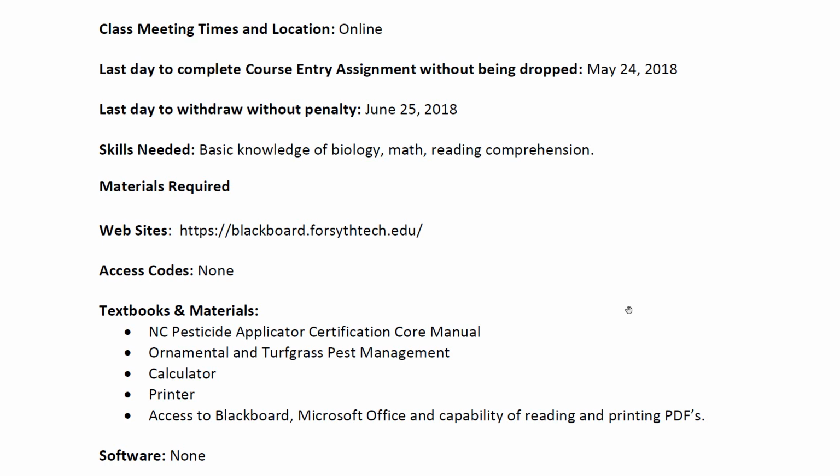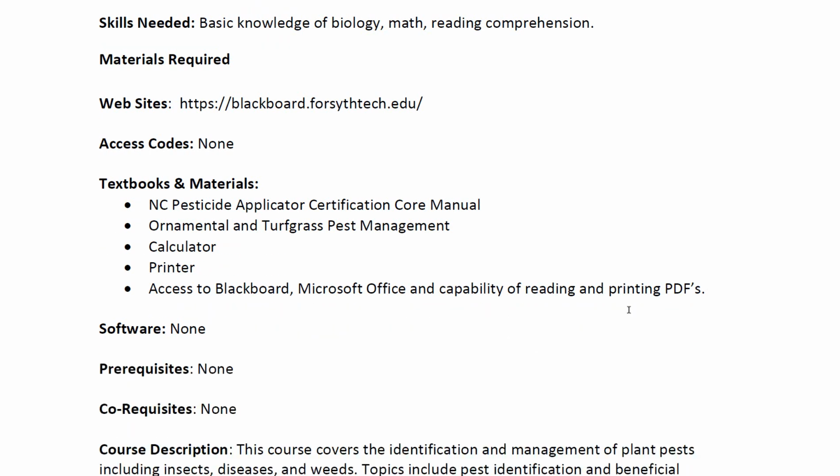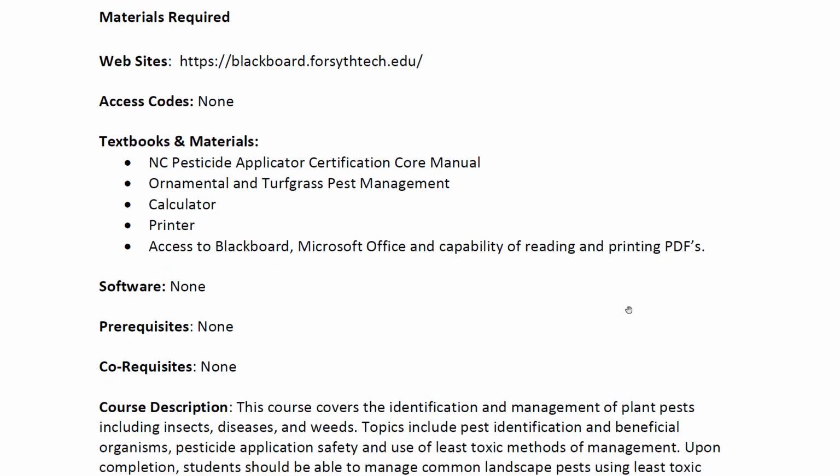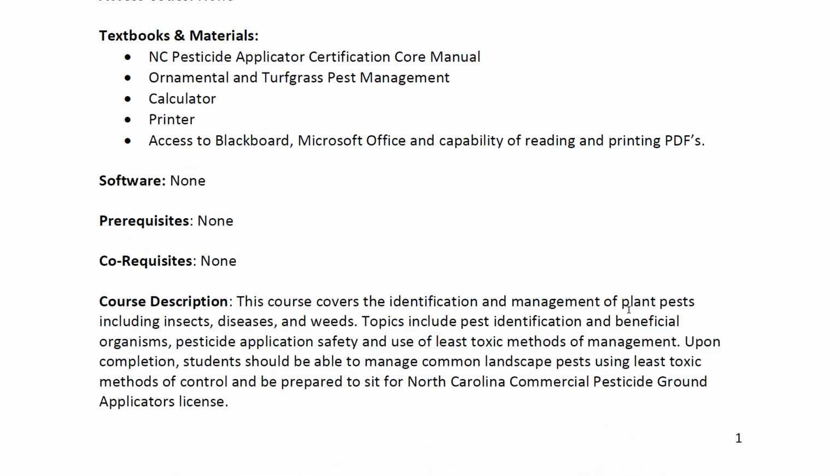You will also need a calculator, access to a printer, and access to Blackboard, Microsoft Office, and the capability of reading and printing PDFs. So Adobe Acrobat Reader. Software, none. There are no prerequisites. There are no co-requisites. Your course description.